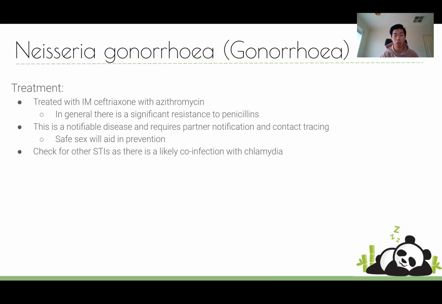stain or culture. It's treated with intramuscular ceftriaxone with azithromycin, and it is a notifiable disease, as I guess you do contact tracing and things like that for. Also check for the other STIs, such as chlamydia, because it is a likely co-infection.